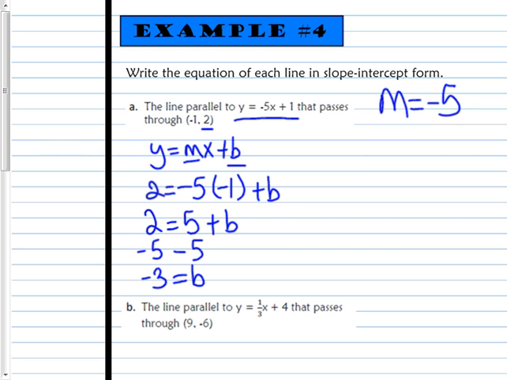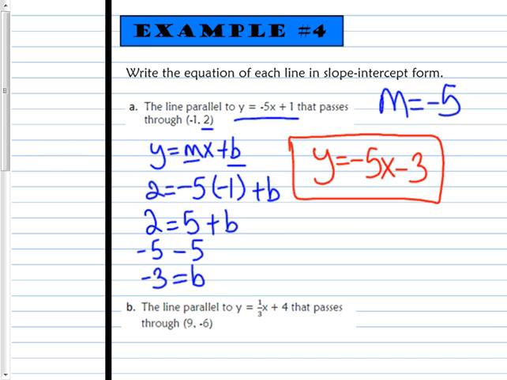So I need to rewrite this, plugging in the information. Slope-intercept form is y equals mx plus b. So y stays the same. m, -5, x, and then plus b. The b is -3. So this is your final answer. This line is parallel to this line because it has the exact same slope.